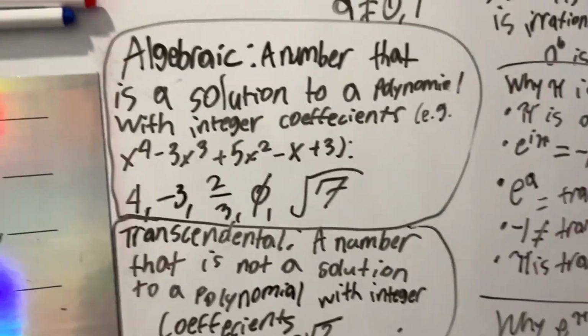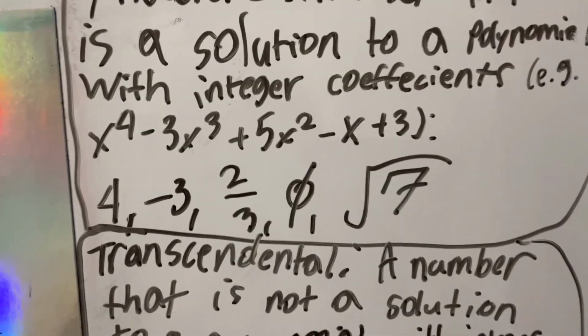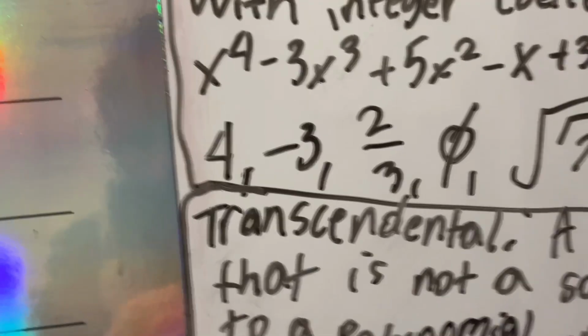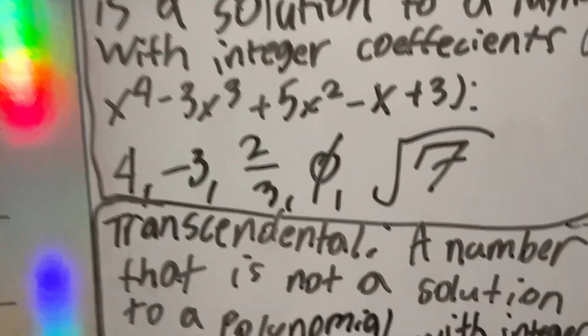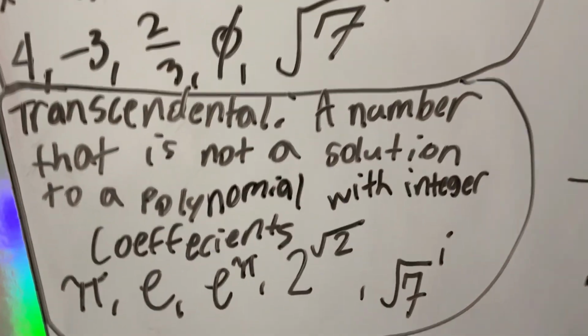An algebraic number is a number that is a solution to a polynomial with integer coefficients. Like this polynomial, the solution to this is algebraic. This includes 4, -3, 2/3, phi, and the square root of 7. Phi being the golden ratio.